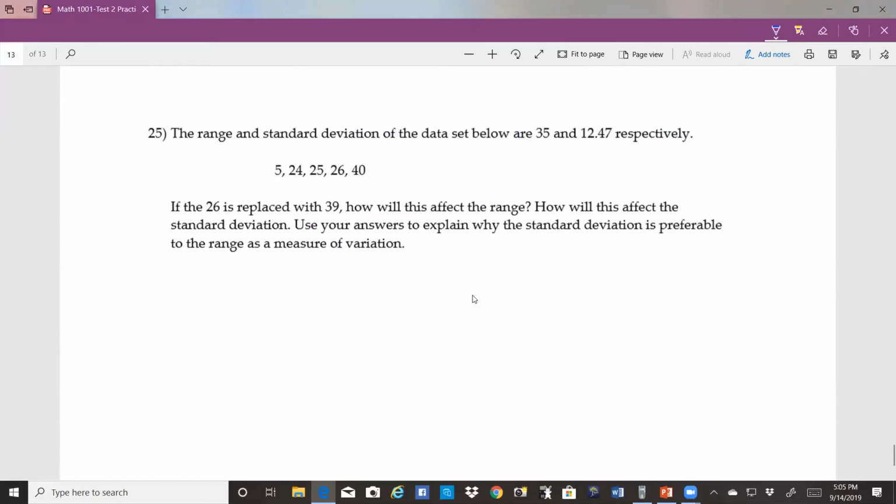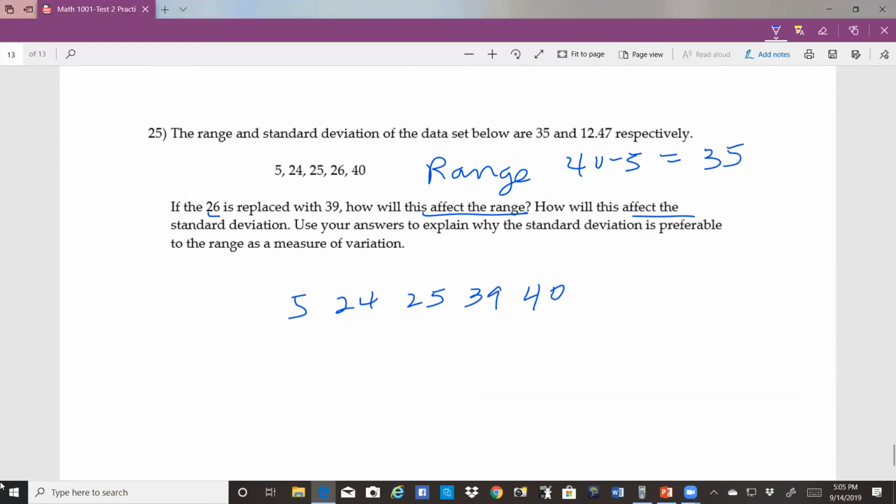Now, we've got five numbers here, and the question is, if 26 is replaced with 39, so let's go do that. How will this affect the range? Well, the range up here is 40 minus 5, which is 35. The range for the new set is still going to be 40 minus 5 equals 35.